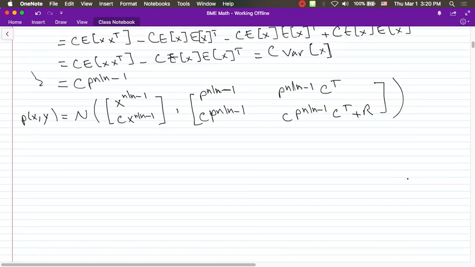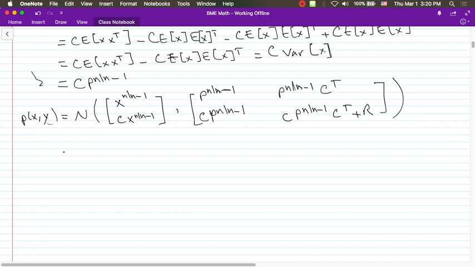Joint probability between x and y. x is our prior, has a mean of x of n minus 1, it has a variance of P of n minus 1. Y is our observation. Its mean is this, its variance is this, and I just computed the covariances between the two. So this is the joint probability of x and y.